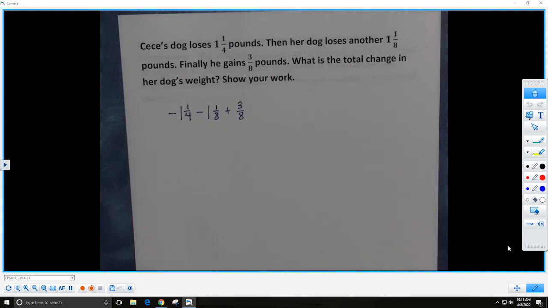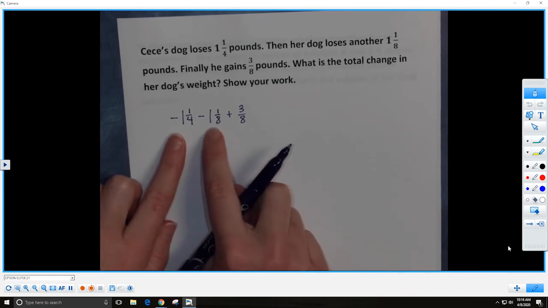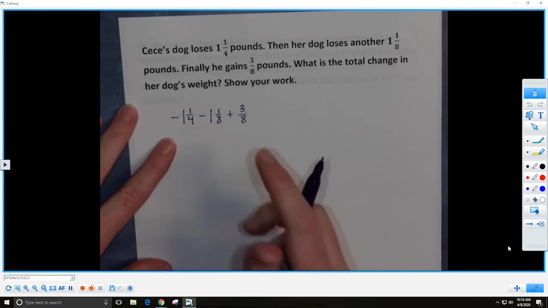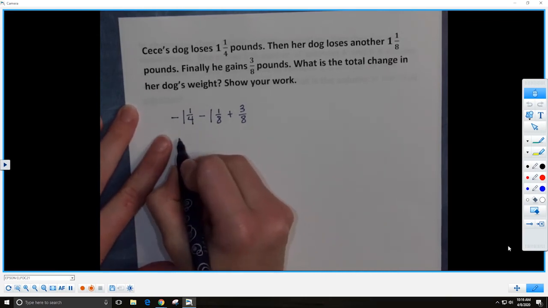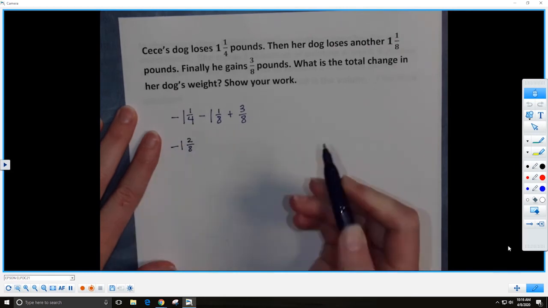Okay, so let's do some subtracting here. Keep in mind when we start with our subtraction that we're going to need a common denominator. You have a common denominator of 8 here. So -1 1/4 is the same as -1 2/8.